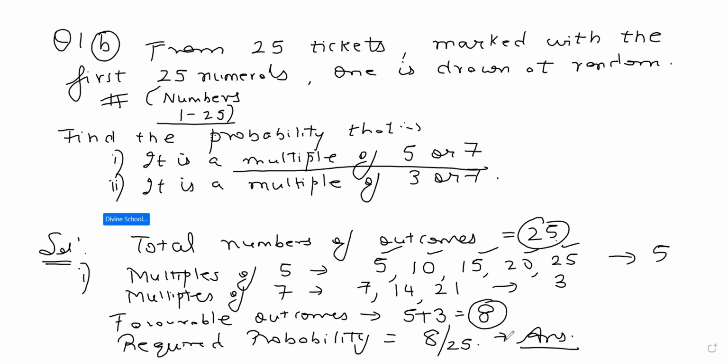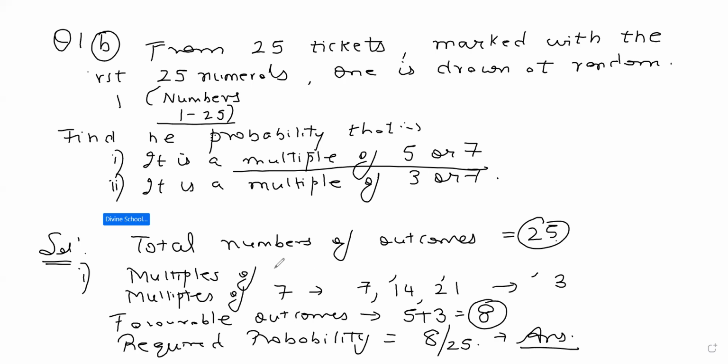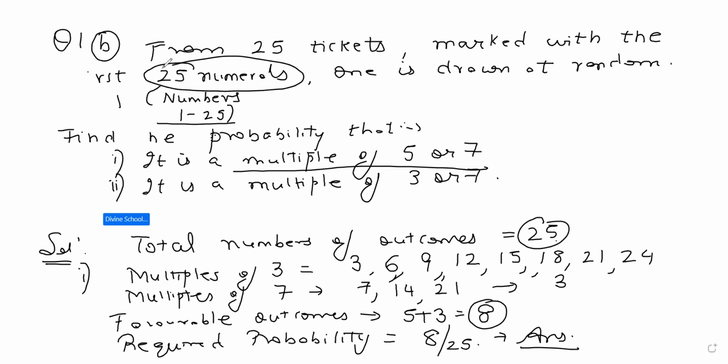And now it should be a multiple of 3 or 7. So now everything remains the same. It's just that instead of using 5, I have to use 3. Let me correct myself. Multiples of 3 are what, guys? 3 2s are 6. 3 3s are 9. 3 4s are 12. 3 5s are 15. 3 6s are 18. 3 7s are 21. 3 8s are 24. Will I take 3 9s are 27? No, because the tickets are marked till 25.